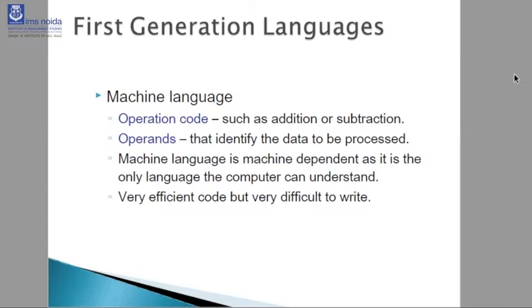What are the advantages of the first generation language? They are translation free and can be directly executed by the computer. Programs written in these languages are executed very speedily and efficiently by the CPU of the computer system. So there is the operation code, a simple programming language, and there is no translation. Operands say what operations have to be performed, right? These are very efficient code but very difficult to write.